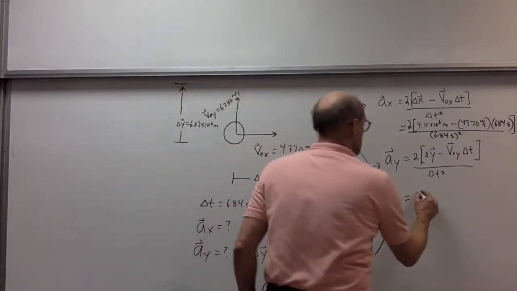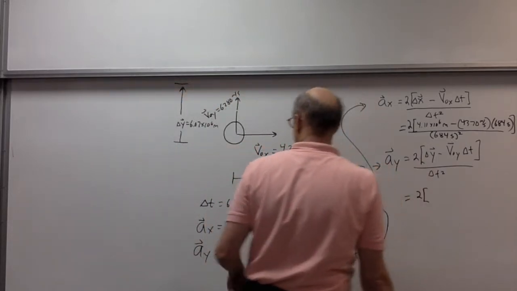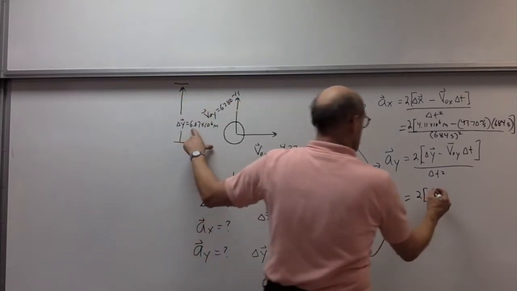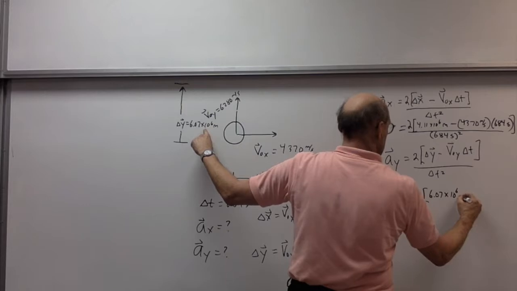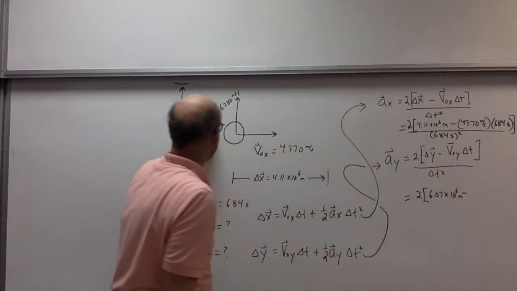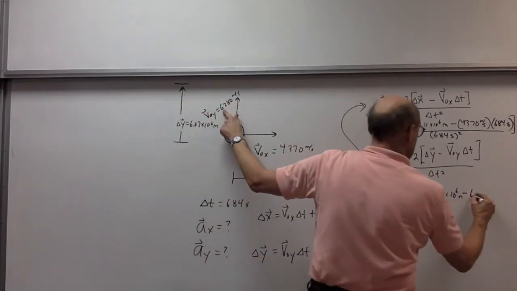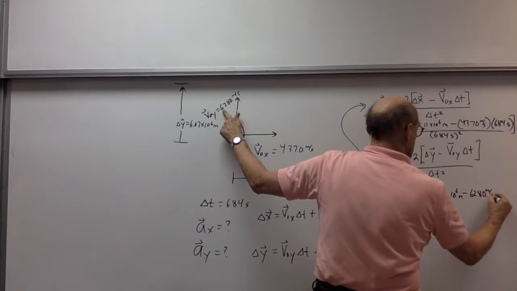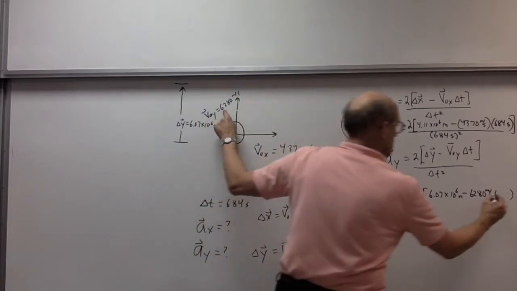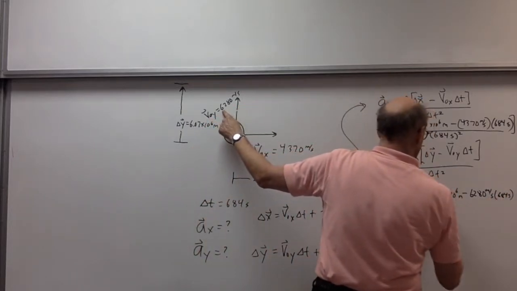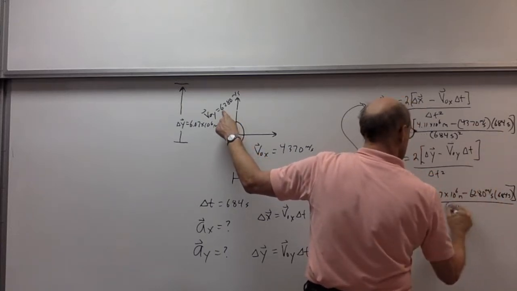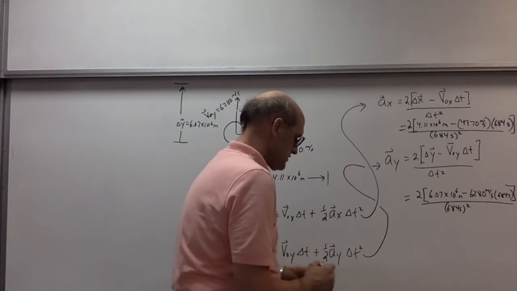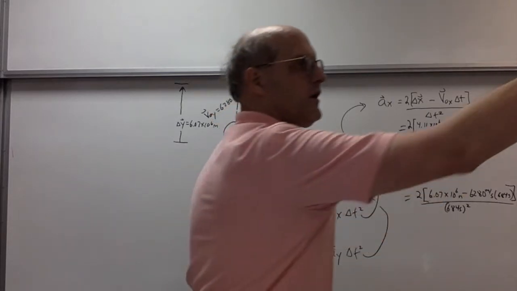Okay, down here, take 2 multiplied by delta y, 6.07 times 10 to the 6 meters, minus VOY, which is 6,280 meters per second, multiplied by the time, 684 seconds, all divided by 684 seconds squared. Okay, so let's figure out AX and AY.